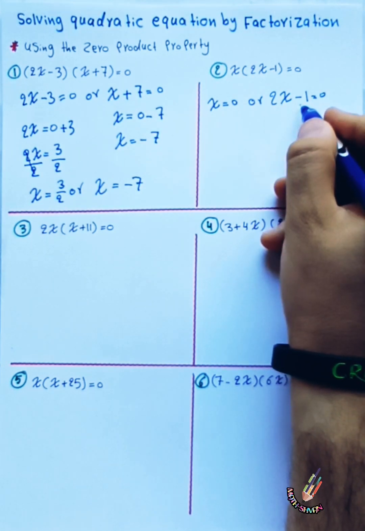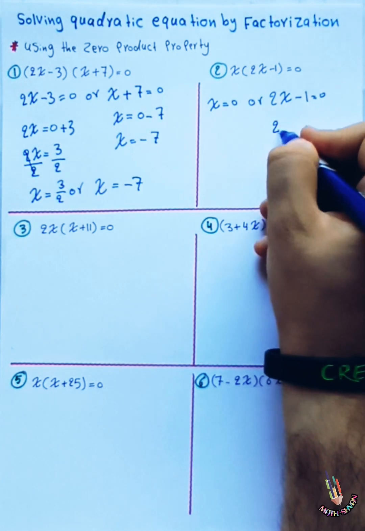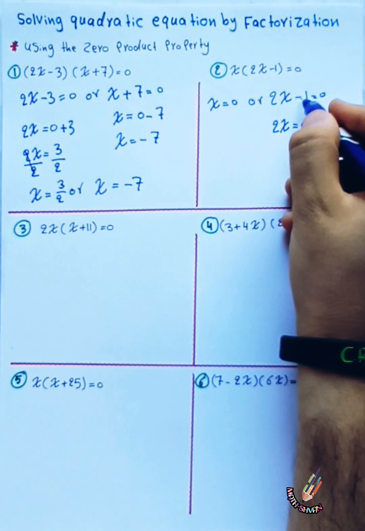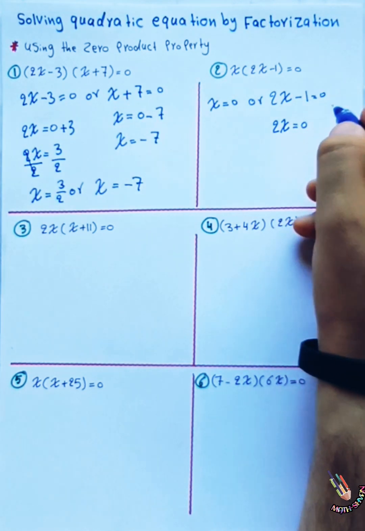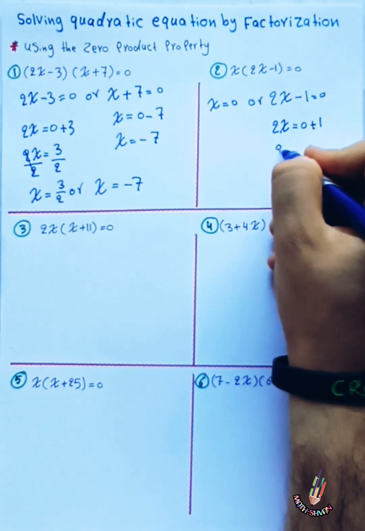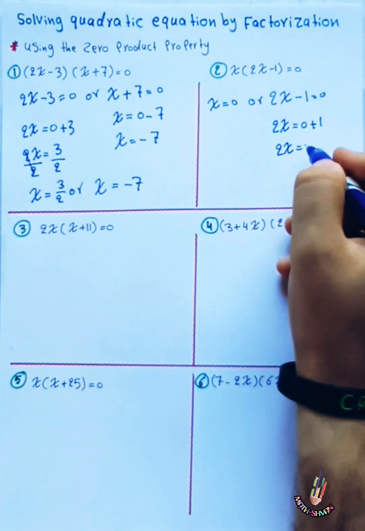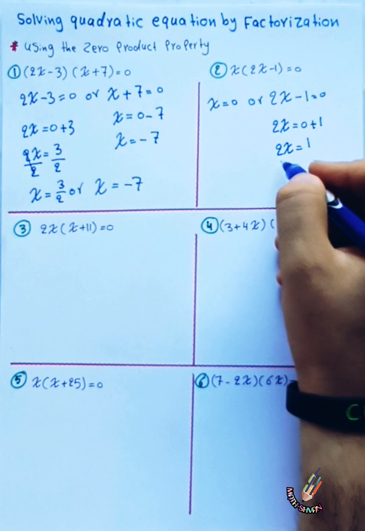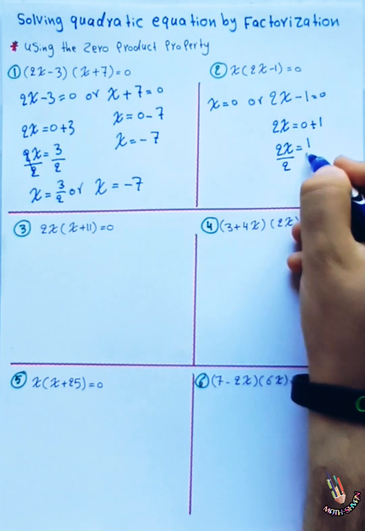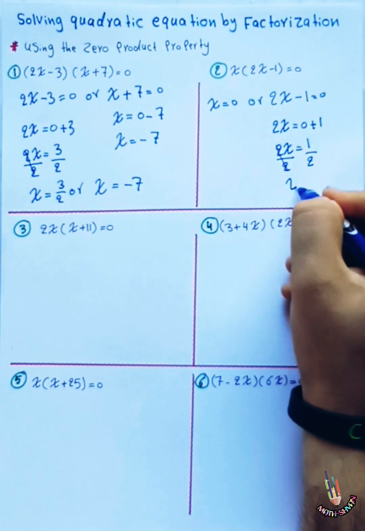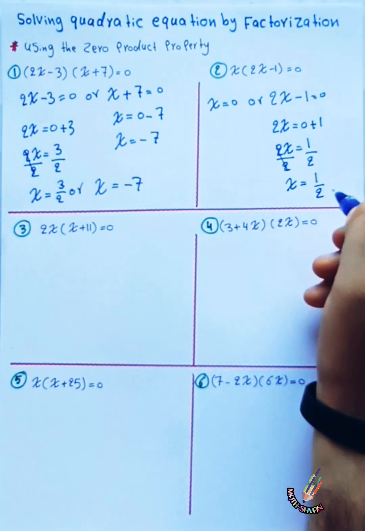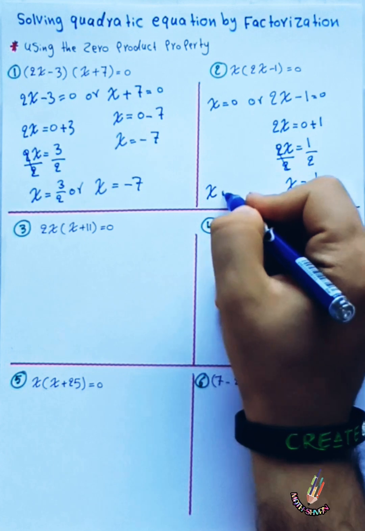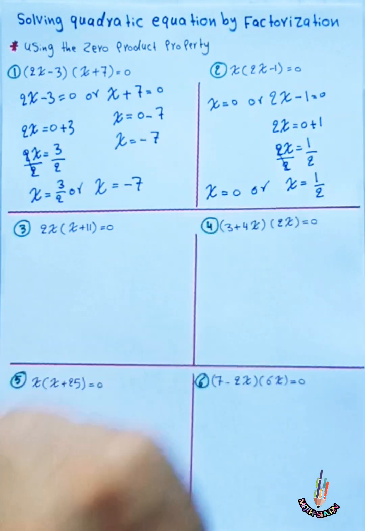So you have to change the place of negative 1 to the right side. So you have 2x equal to 0, and when we change the place of negative 1 to the right side, it becomes positive 1. And then you have 2x equal to 0 plus 1 equal to 1. After that, you have to divide both sides by 2 to get rid of this 2. So x is equal to 1 out of 2. The solution for this equation is 0 or 1 out of 2.